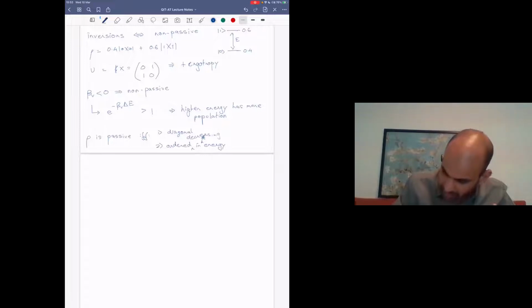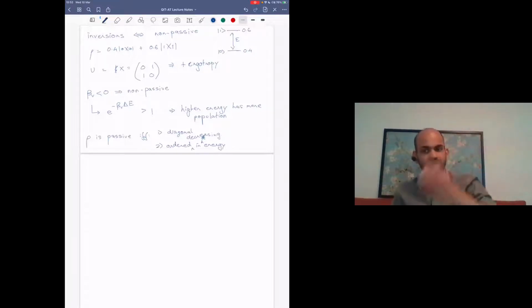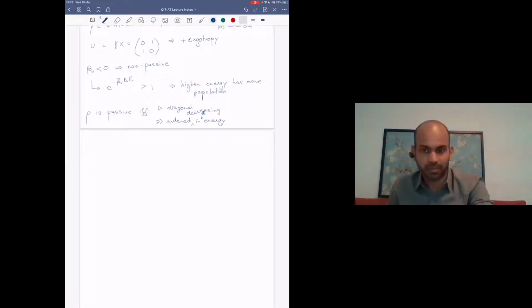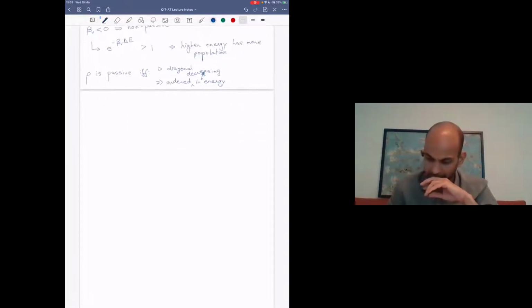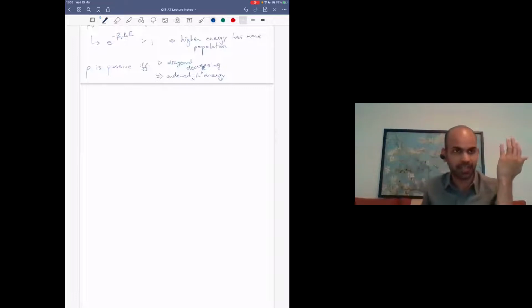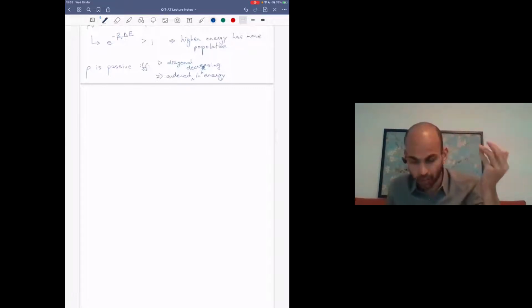This means that if I look at the eigenvalues of the density matrix and it's diagonal in energy, so these are just the populations, they have to be ordered decreasing with respect to increasing energy. So higher energy levels must have lesser population. Okay, so this is a very simple introduction to the notion of passivity. And of course, there are many, many passive states. As you can imagine, any state that is ordered in energy is going to be passive.